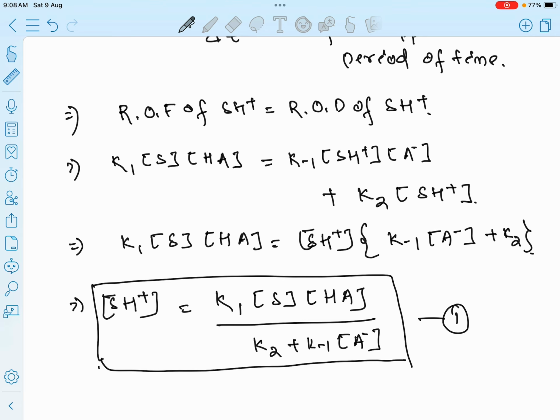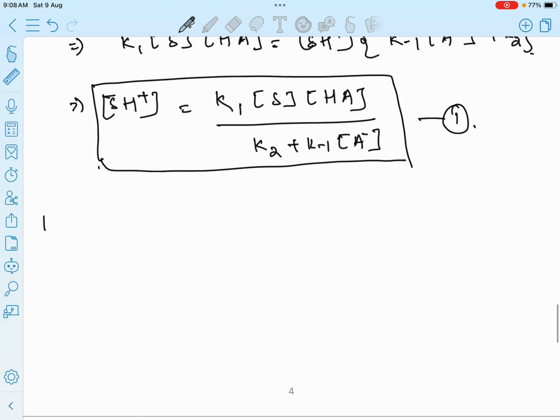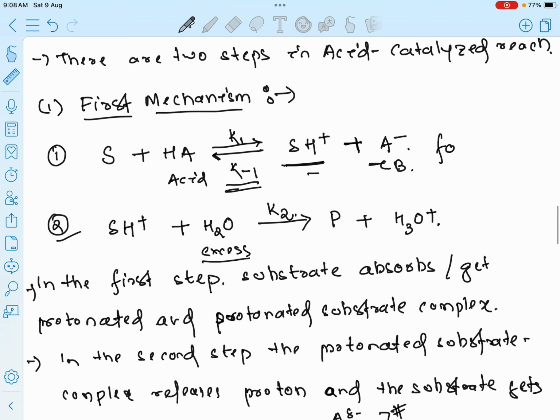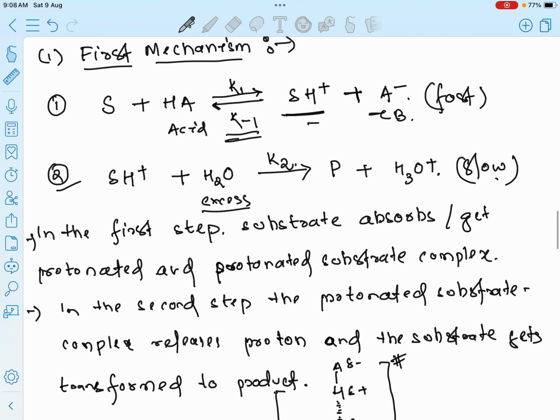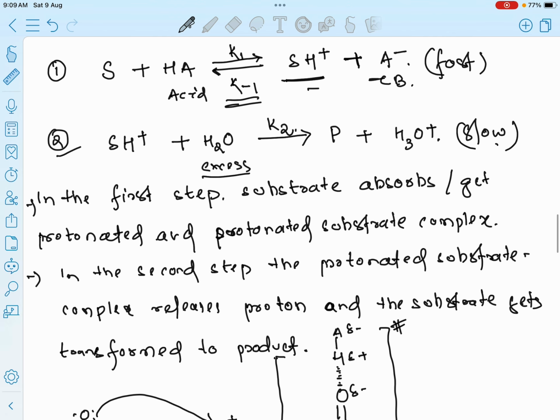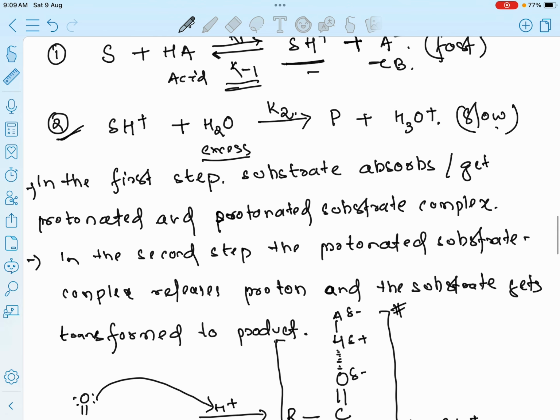This is equation number 1. Again, if we talk about the rate of the reaction, then obviously the first reaction will be very fast in nature. The second reaction will be generally slow. That means the slowest reaction will be the rate determining step, so the second step will be the rate determining step.